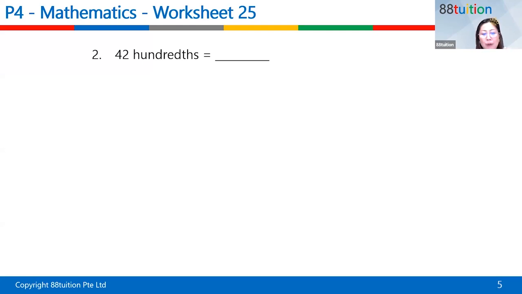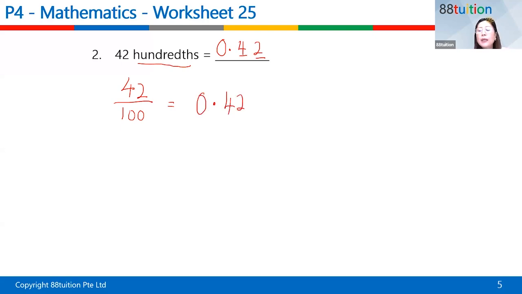The answer is 0.42. So like I said, 42/100, 100 always means 2 zeros. 2 zeros means there must be two numbers after the decimal point. Okay, another way to look at it is 42 over 100, where the 1 represents my decimal point, then two numbers. So 0.42. Okay, that's how we work.